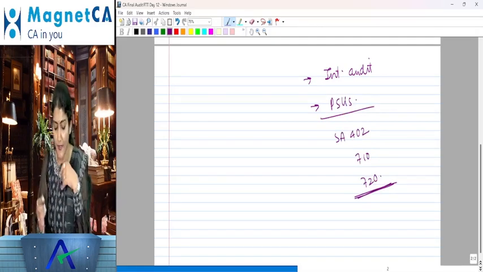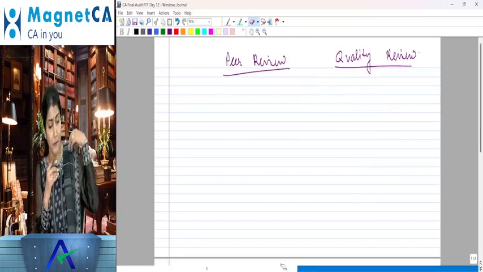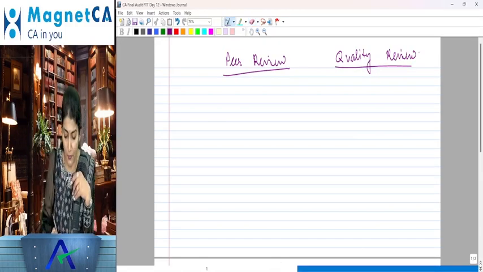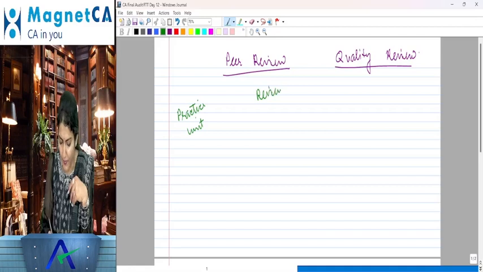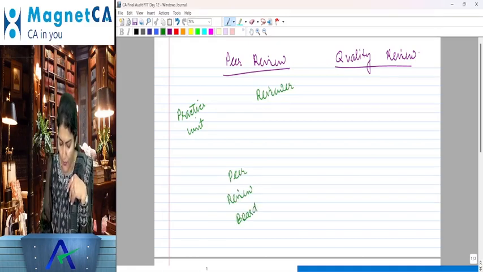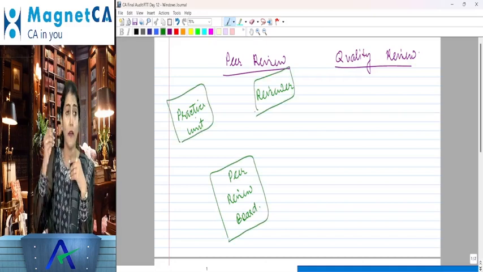Okay, right, so right now, first thing first, we study the chapter on the peer review and the quality review. Are you all with me? Okay, right, so peer review. The CA firm where the peer review is being conducted is called the practice unit. Then the person who has come for doing the review is called the reviewer. And then this entire peer review process is facilitated by the peer review board of the ICAI. Right, so practice unit, reviewer, and the peer review board.